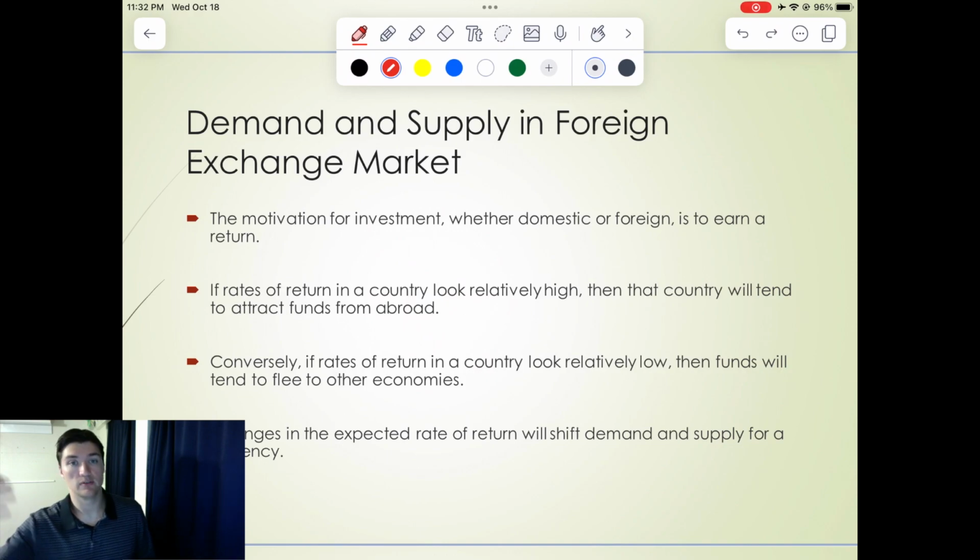And so what happens here is you want to invest in this country, so you need this currency. Whatever it may be, you're going to need this currency in order to do it. So basically, you're going to demand that currency by supplying your currency. Conversely, if the rates of return in a country are relatively low, then funds will flee to other economies. So if the interest rate in the U.S. declines, people in the U.S. are going to want to invest somewhere else. So you want to go wherever the interest rate is higher. Changes in the expected rate of return will shift the demand and supply for a currency.